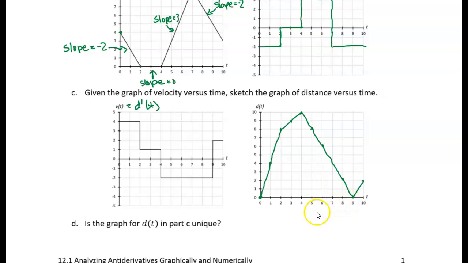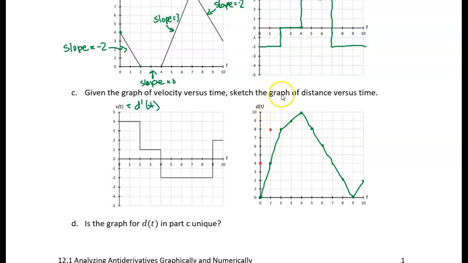The key thing to remember is I had to make an assumption right off the bat that I was starting at 0, 0. But I may not have been starting at 0, 0. I may have been starting at, say, let's do 4. If I started at 4, the shape of the curve is going to look the same, so the slope here is going to be the same. So over the first second, I'm going to go 4 units because my slope is 4, and so the velocity is 4.